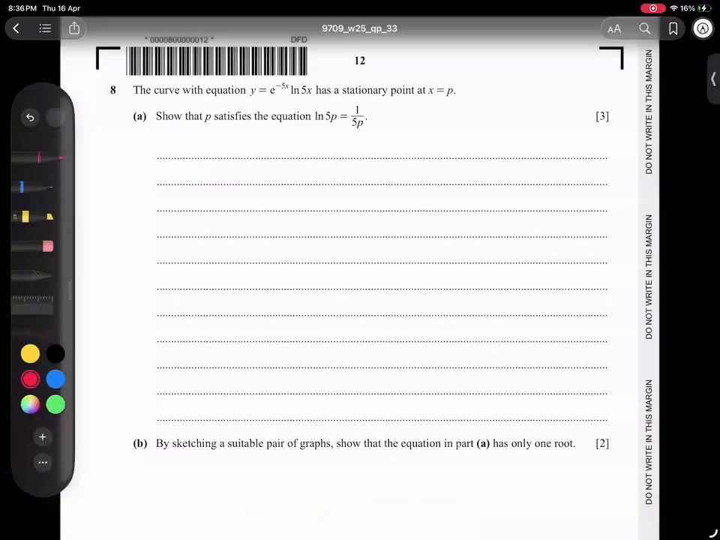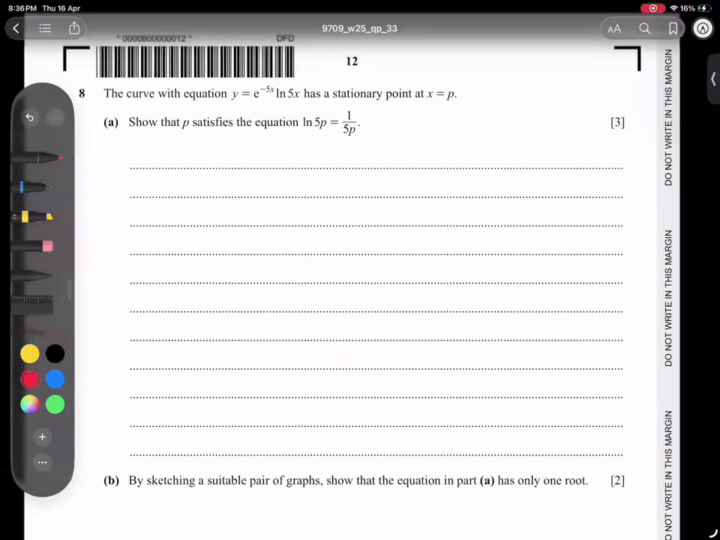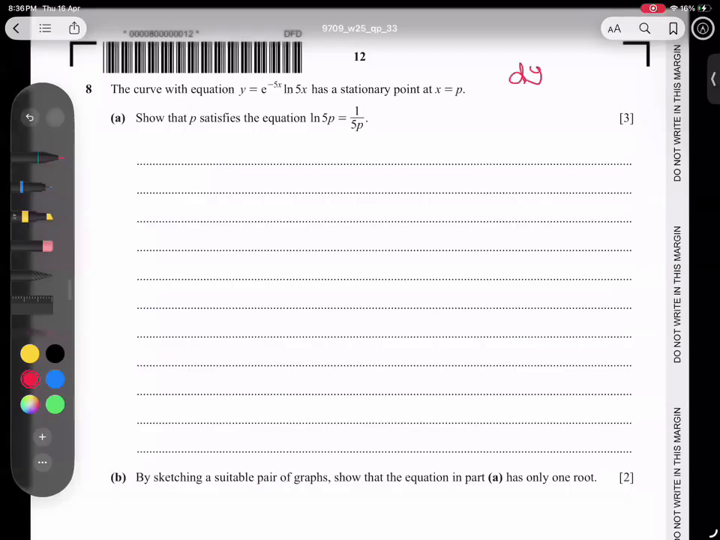Question number 8 we have, students. The curve has a stationary point at x equals p. It means we will plug in derivative equals 0 and, at the same time, x equals p. But the problem is, do we have the derivative? No, not at all. We're going to find dy over dx first of all.